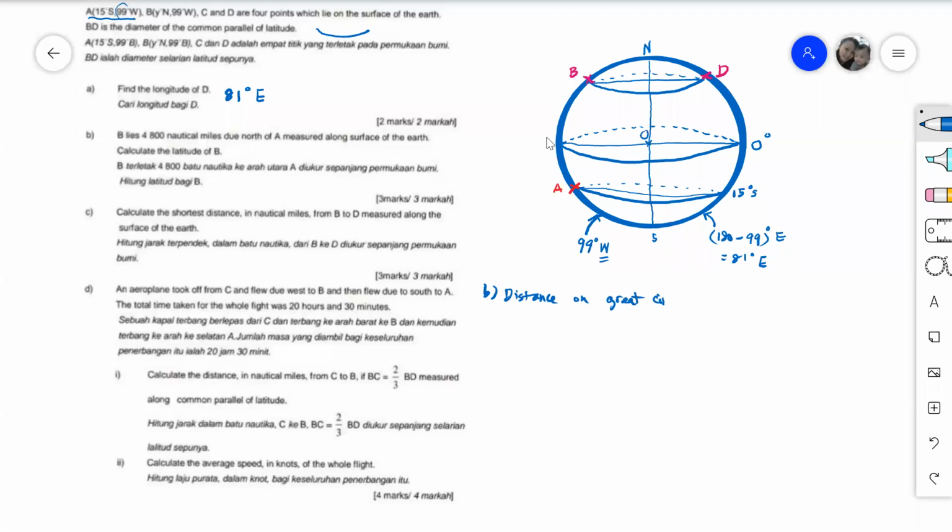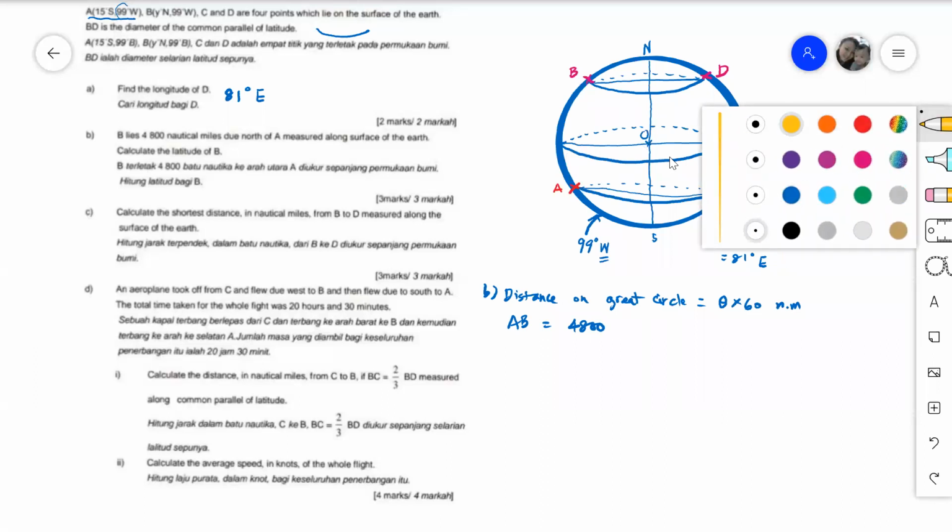Great circle is the meridian that has the center of the earth as its center of the circle. So distance on great circle is take the angle between the 2 points times 60 in nautical miles, the units. So in this case, we want to find the distance AB. It's given 4,800. So where's A and where is B? Okay, so it's over here, A is here, B is here. And when we measure the angle between them, always draw them towards the center of the circle. All right, so let's use this one.